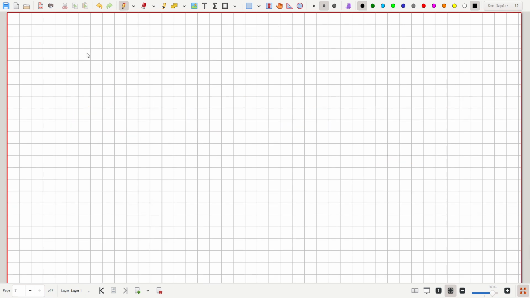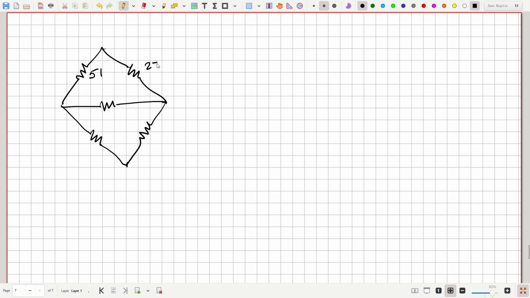Let's do one more example. Consider this circuit. And I won't put the ohm symbol on here just for economy of writing. These are all in ohms, 24 and 47. And then we want the resistance between the top and bottom here. So we want the R equivalent seen at those two terminals.